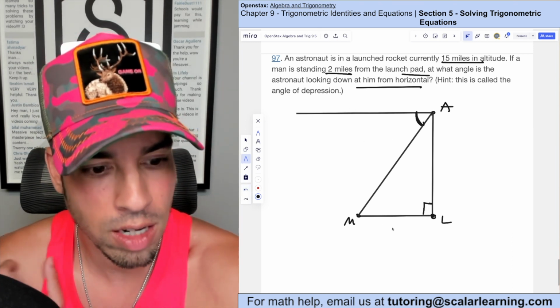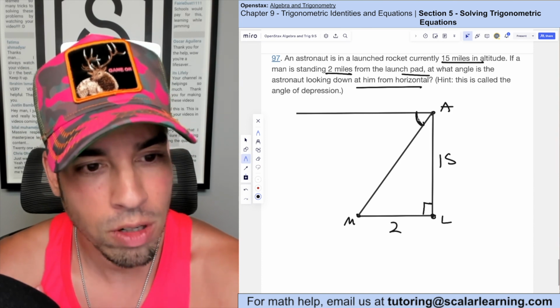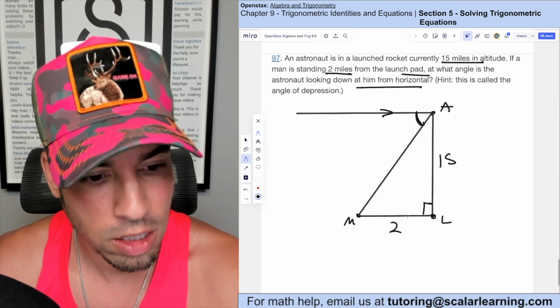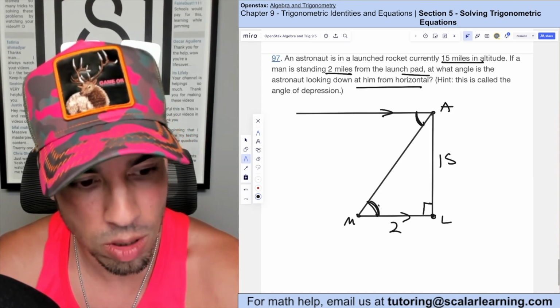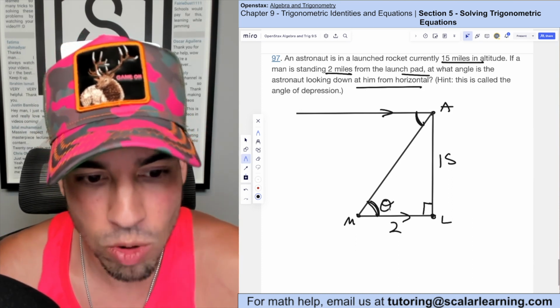Now let's label the side. Again, he's 2 miles away from the launch pad. Here he's 15 miles up high. We're trying to find this angle. Now the beauty of this angle, if we think about it, is it's parallel with the ground, meaning it's equivalent to this angle. It's an alternate interior angle situation. So if I just call this angle theta, I'm really solving for this.